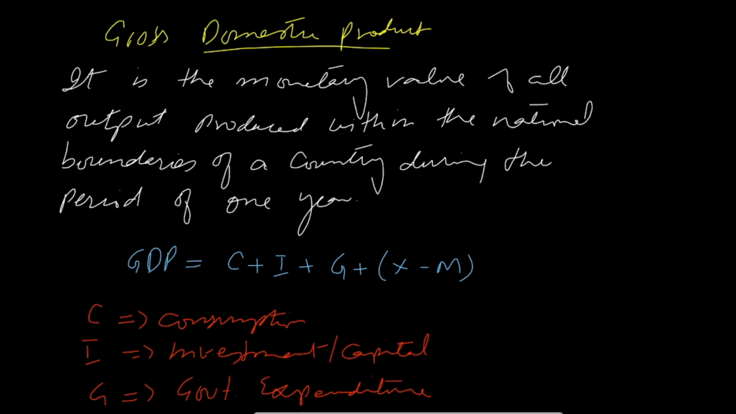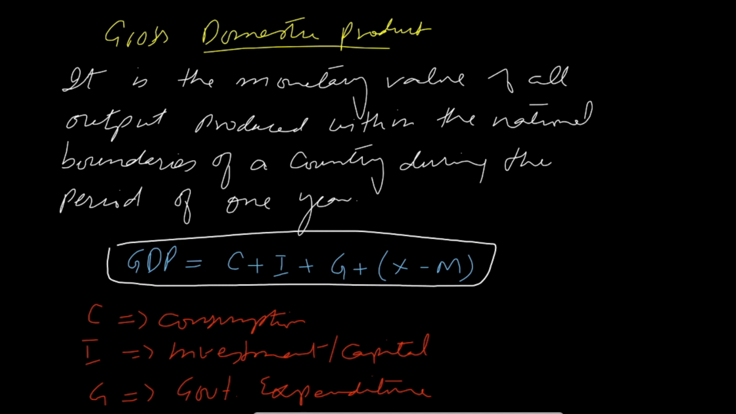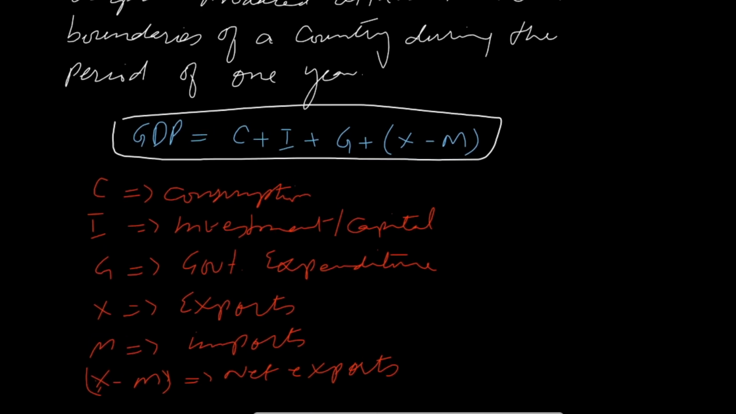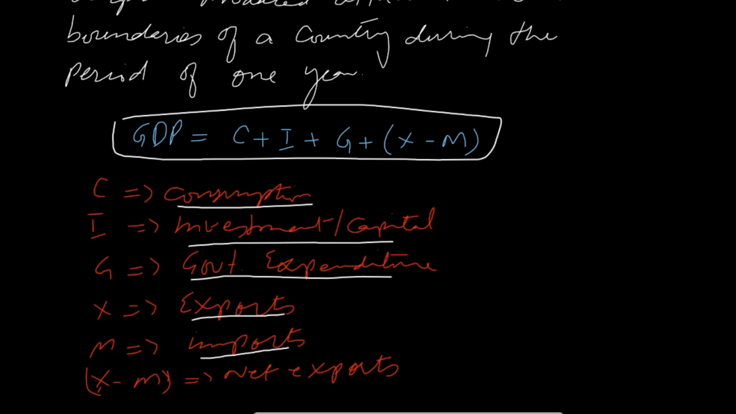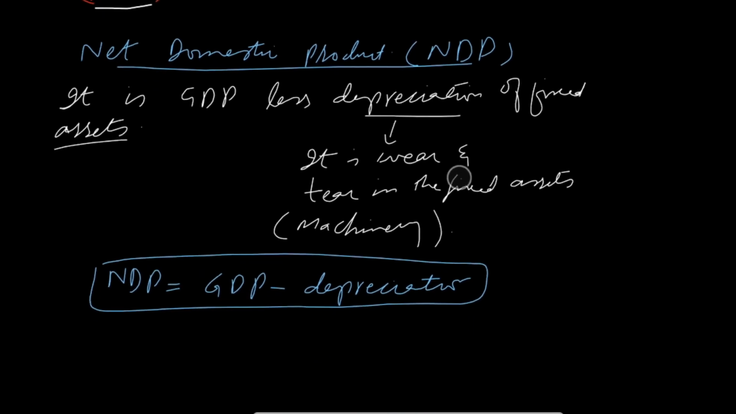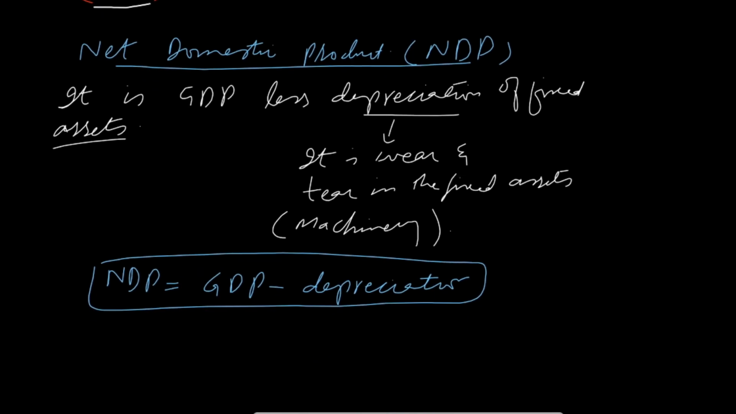And GDP is calculated using this formula. GDP is equal to C plus I plus G plus X minus M, where C stands for consumption, I for investment, G for government expenditure or government spending, X is exports, M is imports, and X minus M is collectively known as net exports. Now we can move to the next point, net domestic product, denoted as NDP, and it is the GDP less depreciation of fixed assets.